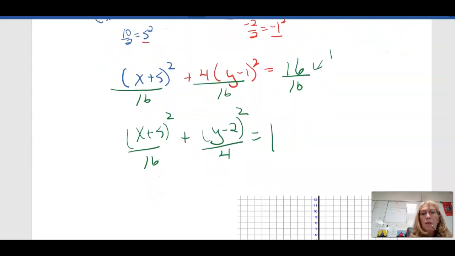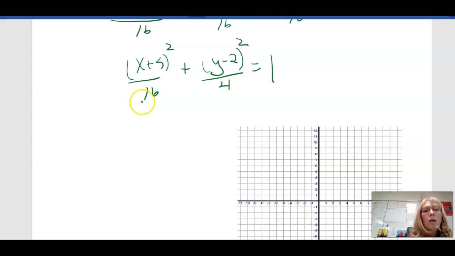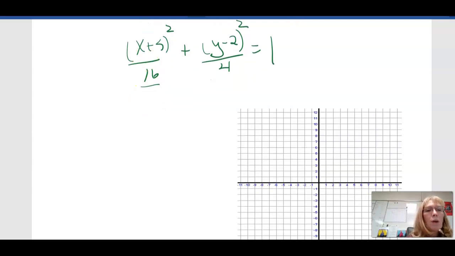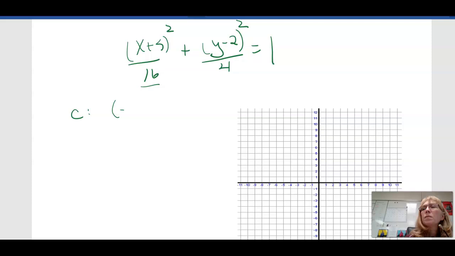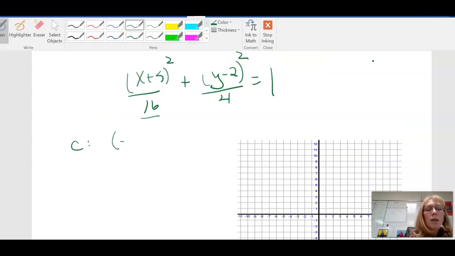So now let's graph this thing. So we know 16 is under the x, so that's going to be my measure. So first we have to go to our center, which is negative, whoops. Said it right, wrote it wrong. I hate it when that happens. So this gives me negative 5, 2. So let's go to negative 5, positive 2, and draw in our center.